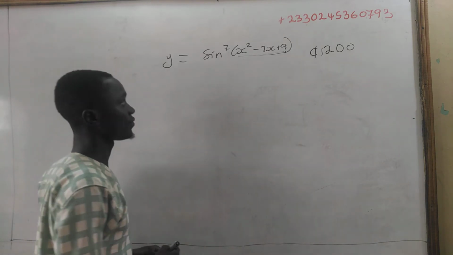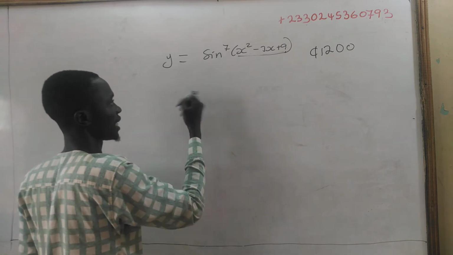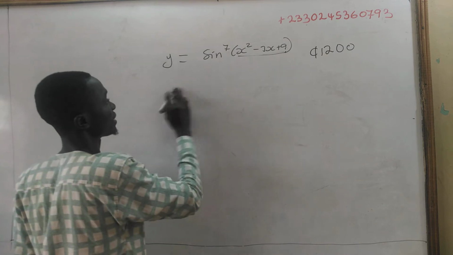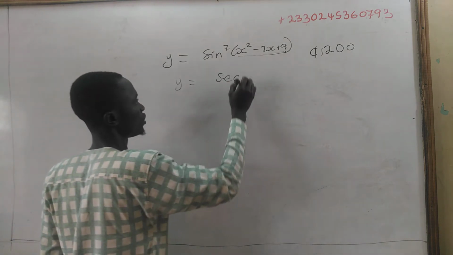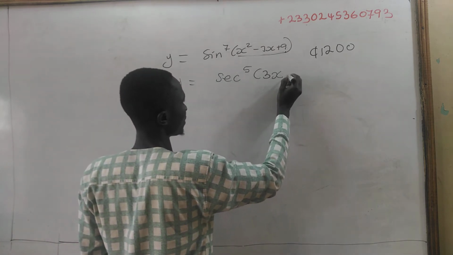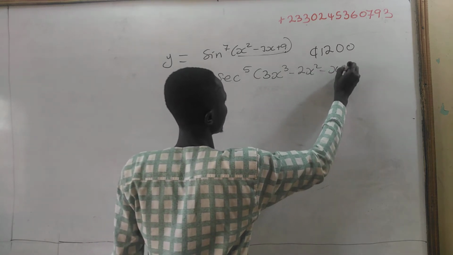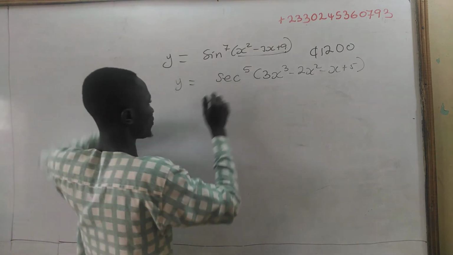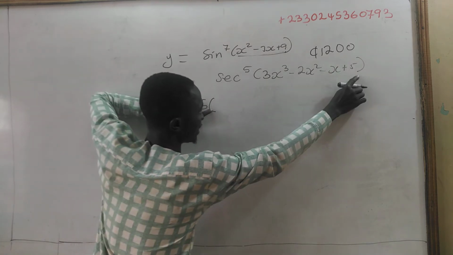So if I have, let's say, tangent or cotangent, let me take secant. If I have y equal to secant to the power 5 into bracket 3x cubed minus 2x squared minus x plus 5. Let's do this in our head. So first, the 5 will come. This one is the inner function.